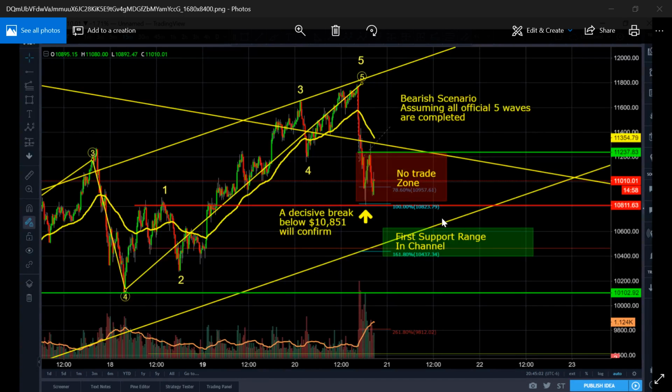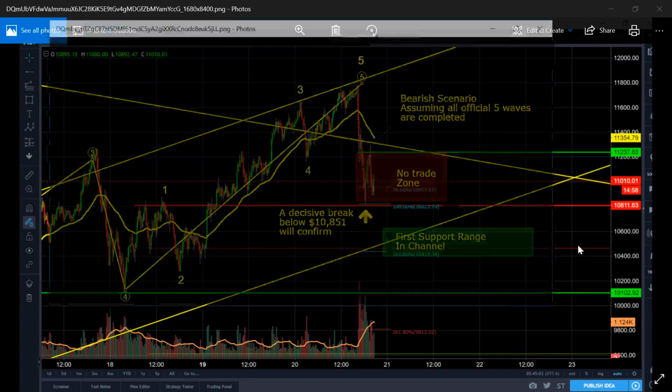A decisive break below the previous low of 10,851 will confirm the bearish scenario, and we assume that all 5 waves, 1, 2, 3, 4, 5, have been completed, and it will most likely test this channel support range right here. That is very, very important to understand.